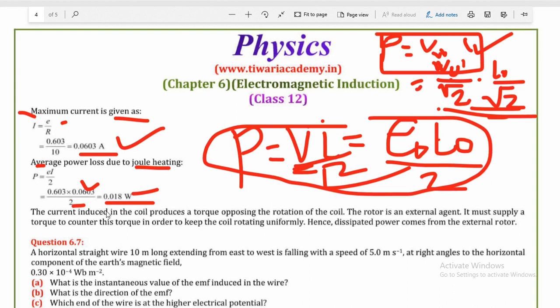The current induced in the coil produces a torque opposing the rotation of the coil. The rotator is an external agent. It must supply torque to counter this torque in order to keep the coil rotating uniformly. Hence, dissipated power comes from the external rotor.